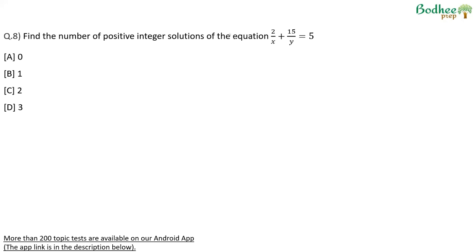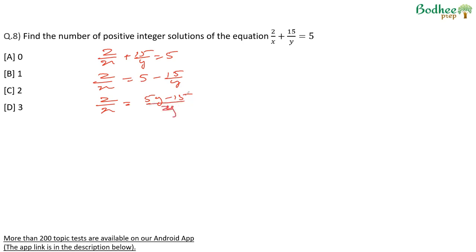The number of positive integer solutions of the equation 2 by x plus 15 by y is equal to 5. We can write this as 2 by x is equal to 5 minus 15 by y, or 2 by x is equal to (5y minus 15) by y, which means x by 2 is equal to y upon 5y minus 15, which means x is equal to 2y upon 5y minus 15. We are looking at positive integer solutions.